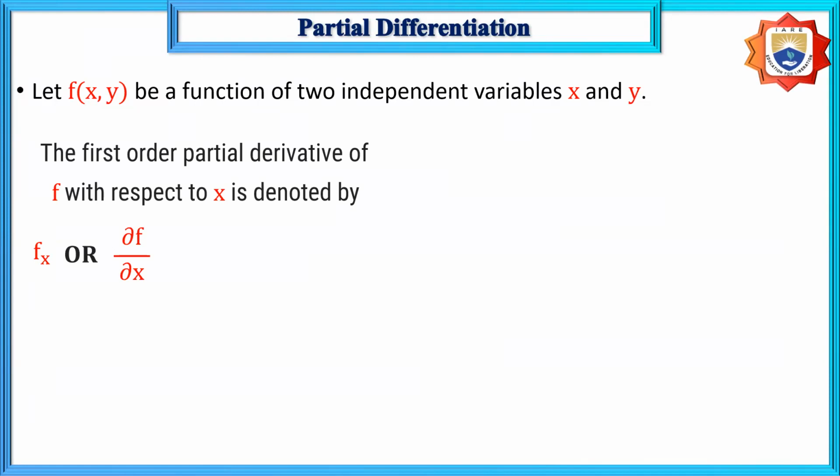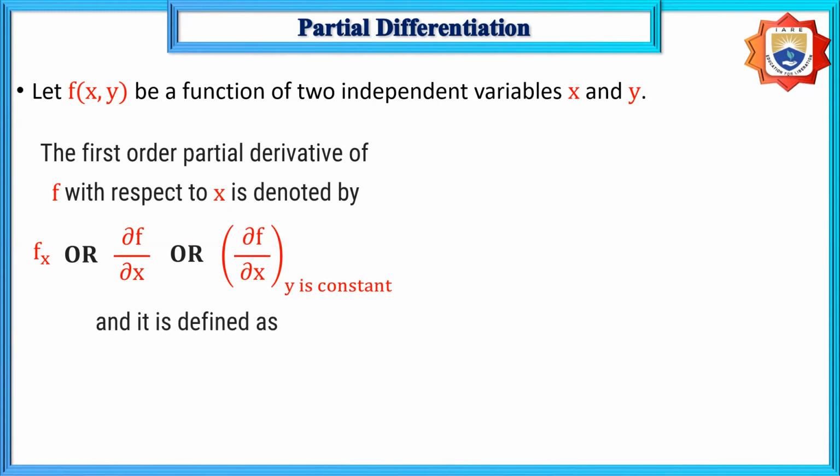fx, that is subscript notation, or dou by dou x. That means when you take the derivative with respect to x, you treat y as a constant. This is the clear information regarding the function. f is a function of x comma y in the two independent variables x and y. First order derivative is dou f by dou x or fx. For example, if f is z, that is zx, dou z by dou x, and you treat y as a constant.